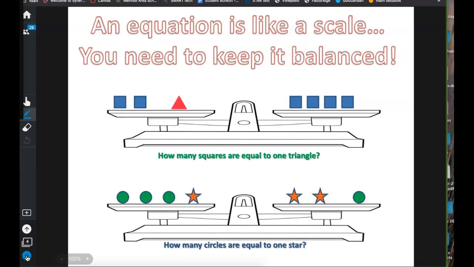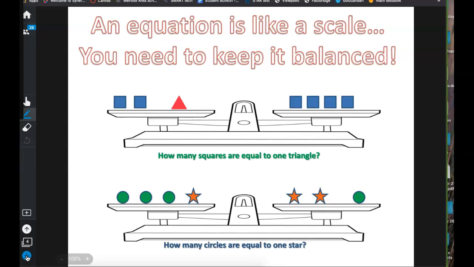So we kind of have a goal when we look at equations, and that is to treat it like a scale. We have to stay balanced. That scale has to stay balanced at all times. So if you remove something from one side of a scale, you have to do the same thing to the other side. Would you agree with that?